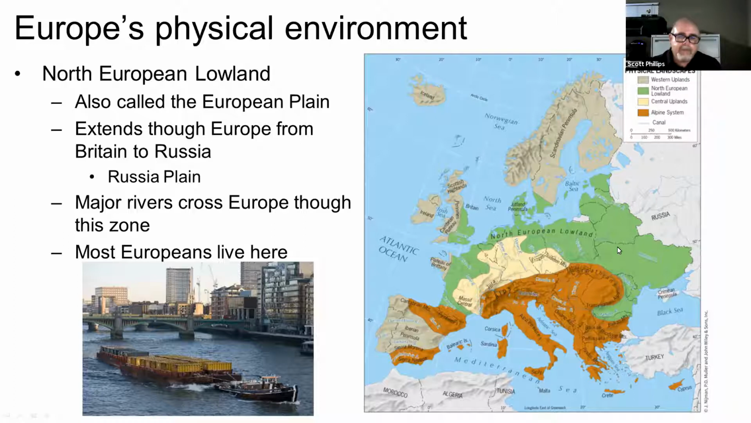Now, one thing about the Northern European lowland in particular is the presence of large navigable rivers. So major rivers crisscross Europe through the zone. And this is also where you have the highest concentration of population in Europe, this North European lowland. So here, this is a boat towing a bunch of cargo containers. These can be transported very easily throughout Europe and then make their way to ocean ports.